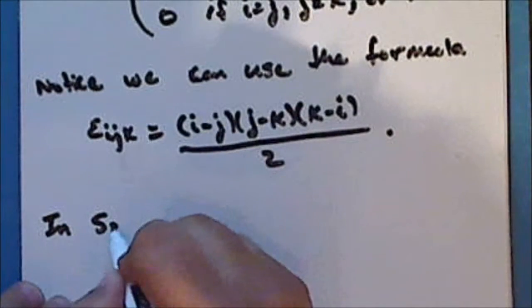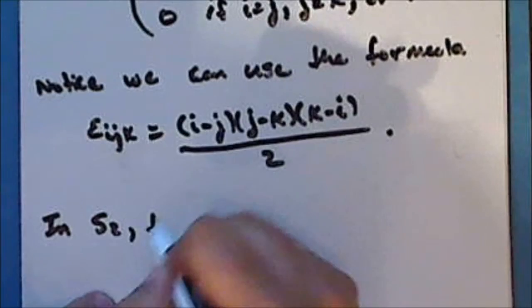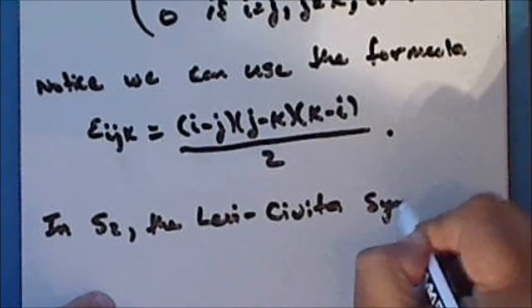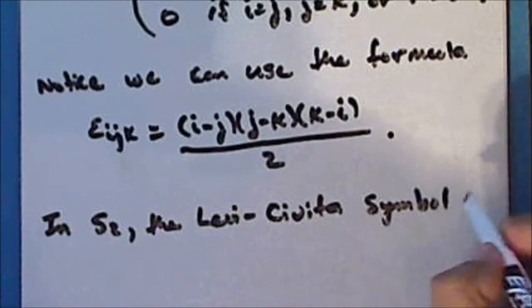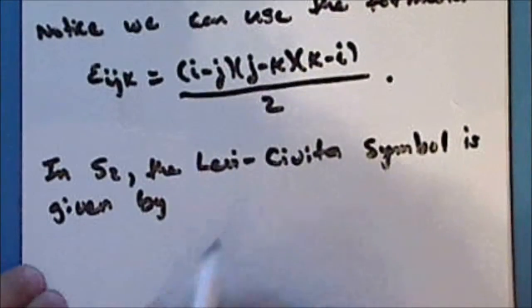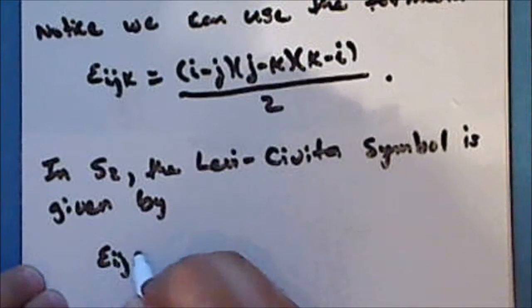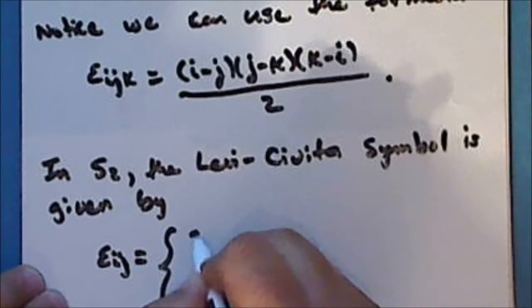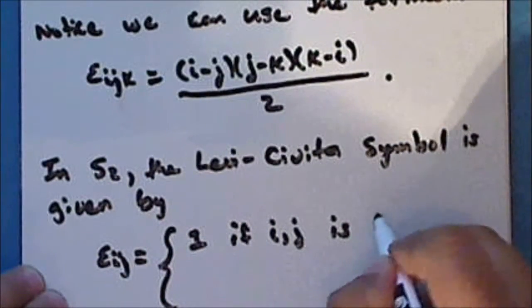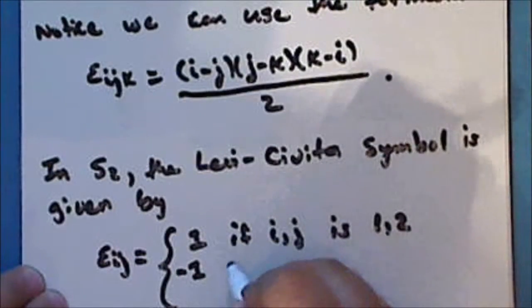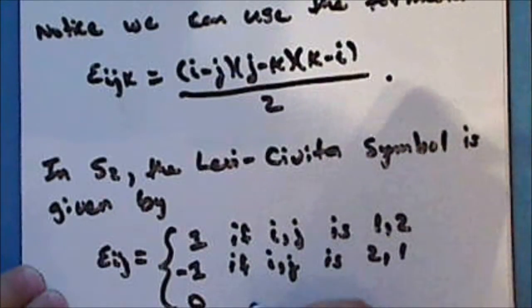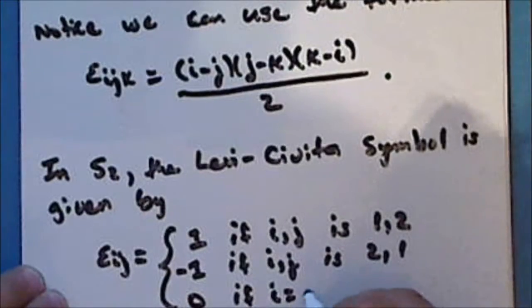And in the set of symmetries on 2 letters, the Levi-Civita symbol is given by epsilon sub i, j is equal to 1 if i, j is the permutation 1, 2, negative 1 if i, j is the permutation 2, 1, and 0 if i is equal to j.